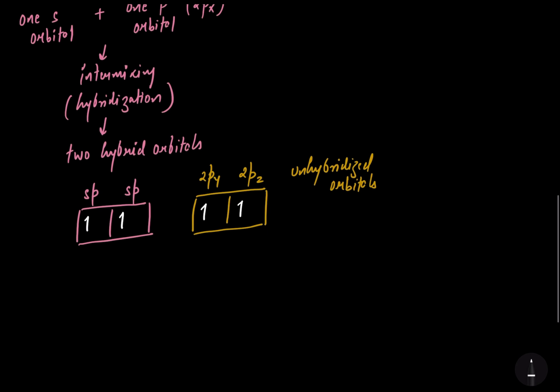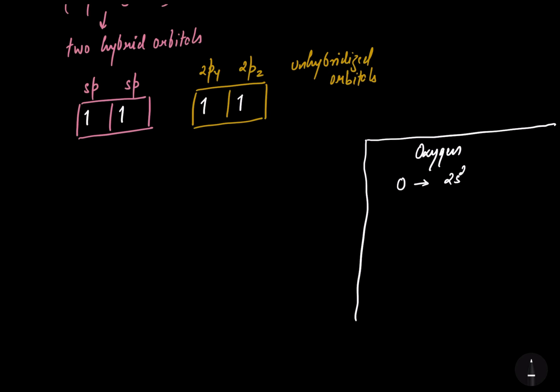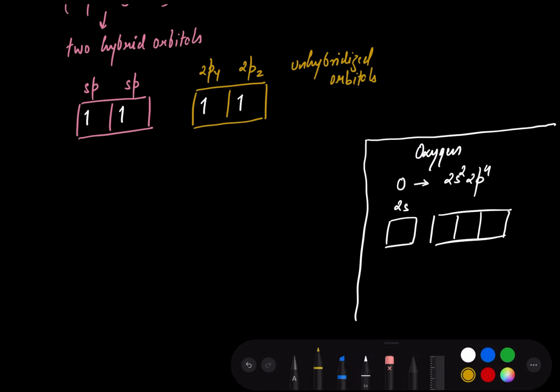Now let's talk about the oxygen. What's the valence electronic configuration of oxygen? That will be 2s2, 2p4. Let's make the orbital diagram in the form of boxes. That's 2s and that's the 2p.